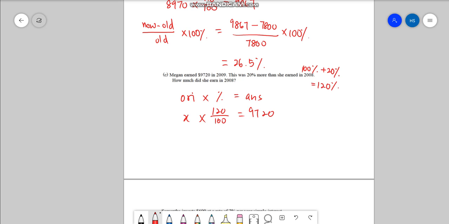So how are we going to find this X? It's very simple. Just put this to the other side. Then your equation should become 9720 divide 120 over 100. Okay, so once you got this, you can simply solve it using your calculator. So your answer should be $8,100. Okay, easy peasy.